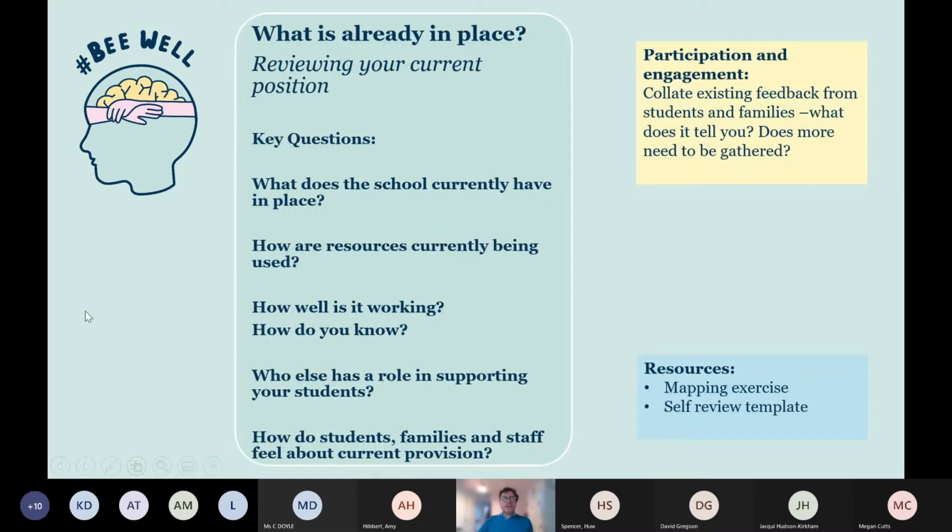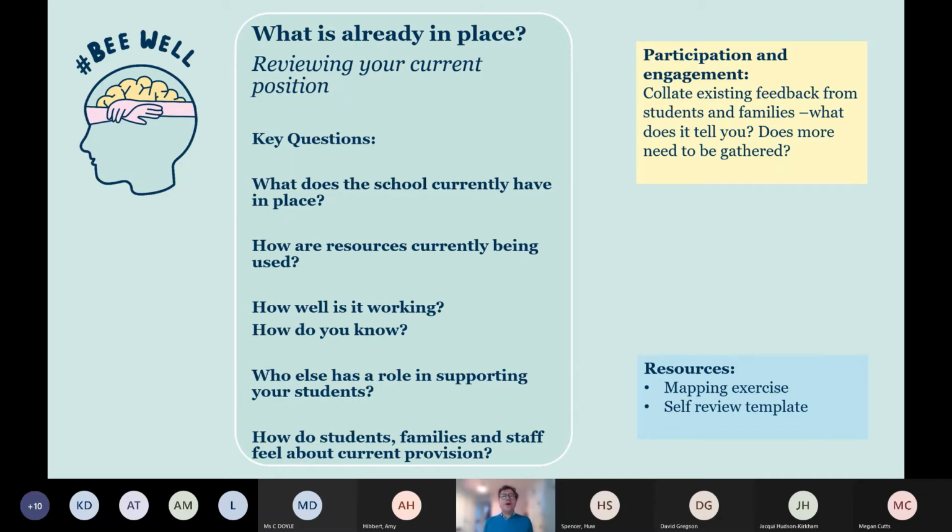Okay, so linked onto the context. The previous slide is much more about what was going on, but also thinking about what's already in place. Different schools, we know, have different types and provisions, different extent. We know that schools have limited resources, well, limited resources full stop, but limited resources to focus on well-being. Thinking about how those resources are currently being used.